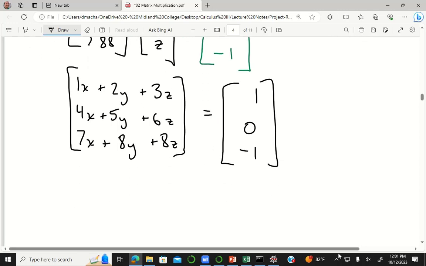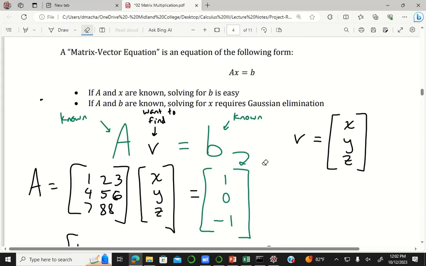But if this vector has to be equal to that vector, this is the same thing as having a system of 3 linear equations with 3 unknowns. And how did we solve for x, y, and z when we had a system of 3 linear equations with 3 unknowns? We used Gaussian elimination. And so if you use Gaussian elimination on this system, we could find x, y, and z. And again, that's what we were trying to find. We were trying to find what is this vector v in my matrix vector equation.